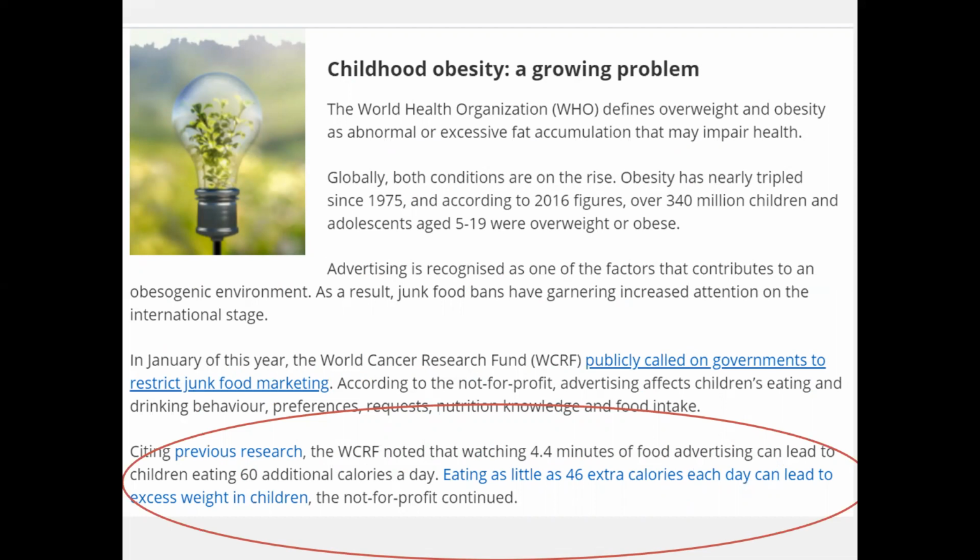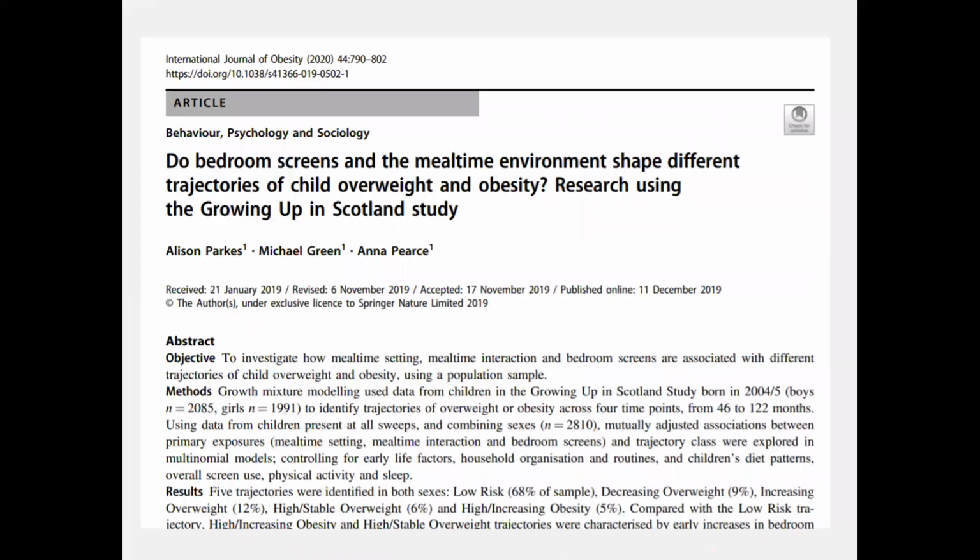I clicked on the other link about the 46 extra calories a day. That is an entirely different study. It did find that that was accurate, but that was a completely different study. It had nothing to do with food advertising. A lot of times when we see food advertising as a variable in a study, what they actually were looking at was how long children spent watching TV, and then they use that as a proxy for advertising. But we're going to come back to it.